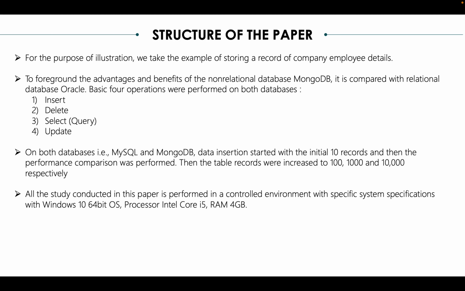To foreground the advantages and benefits of the non-relational database MongoDB, it is compared with the relational database Oracle. Four basic operations are analyzed and performed on both databases: insert, delete, select, and update. In both databases, 10 records were inserted initially, and then we increased the record size to 100,000 and 10,000. All the study was conducted in a controlled environment.